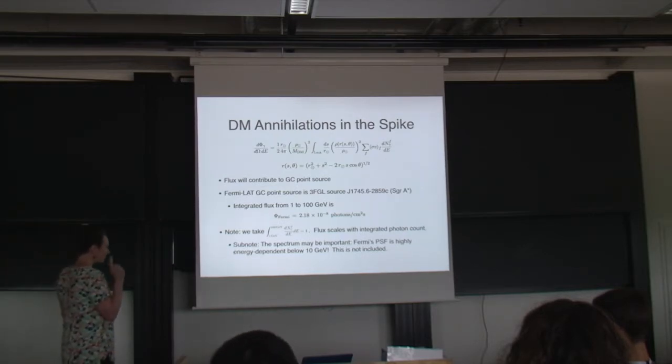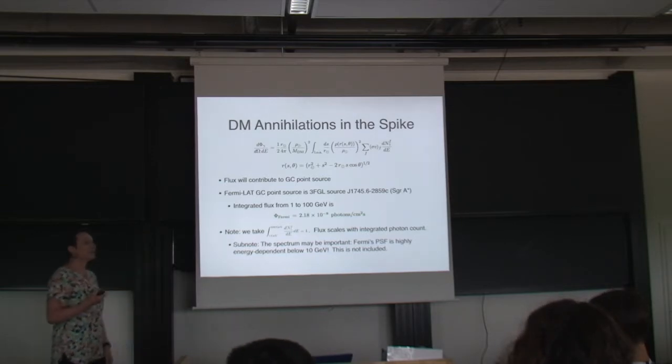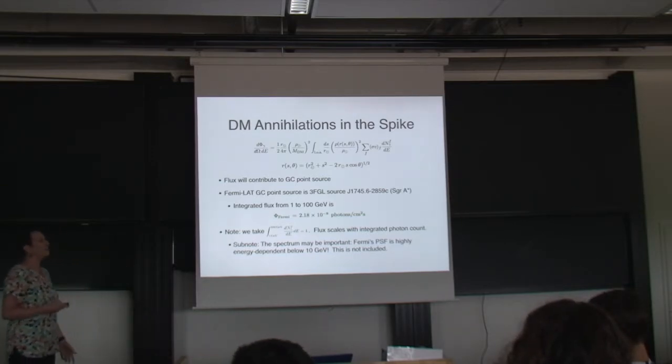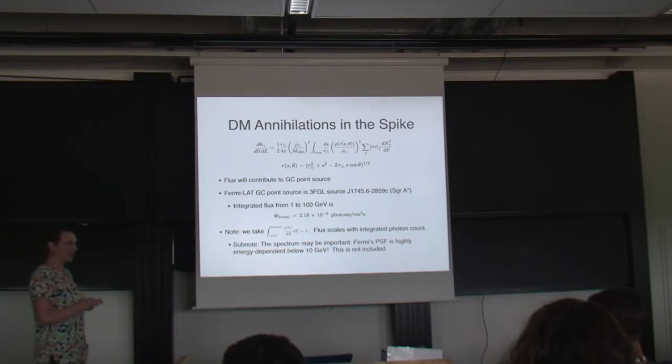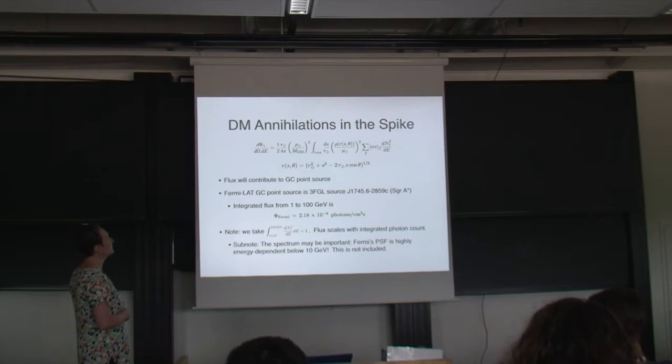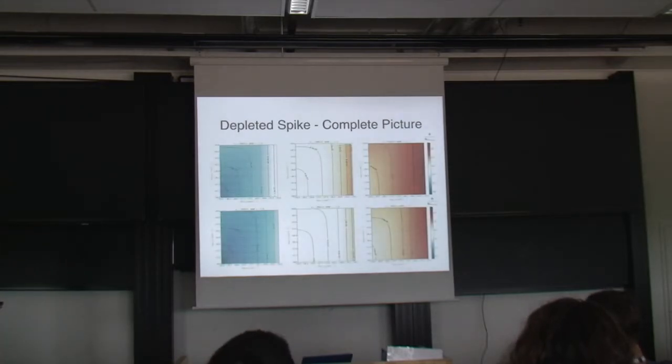integrated photon count. There's one thing that we have also hand-waved over, and that is that the spectrum actually is important. Fermi's point spread function really depends on the energy below 10 GeV. So we haven't included this. We've just taken one standard opening angle, and we're going to pretend that that's good enough for our purposes, which it is.